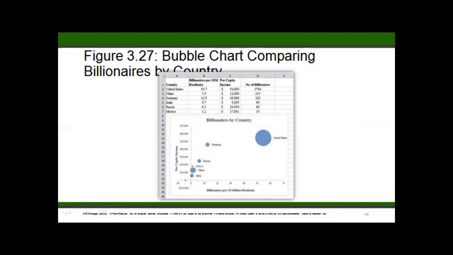Step 7, click Add Chart Element in the Chart Layouts group. Choose Chart Title from the drop-down menu. Click Above Chart, click on the text box above the chart and replace Chart Title with Billionaires by country.